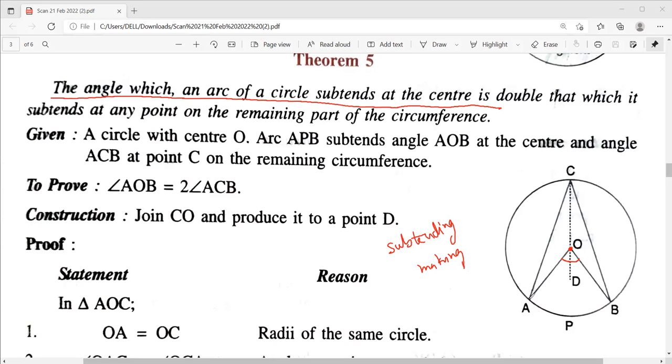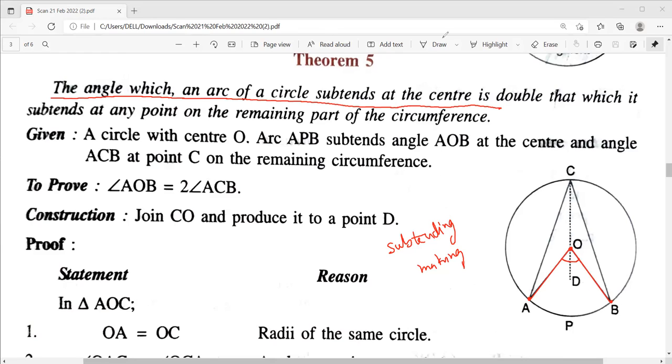That is, the endpoints of the arc, you join with the center. So the angle which you see, this is the angle you see here. You join A with O, you join B with O. What do you get? You get an angle AOB. So what is AOB? AOB is angle subtended by arc AB at the center.